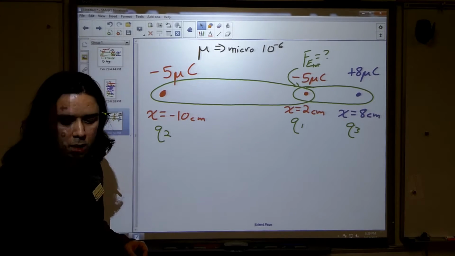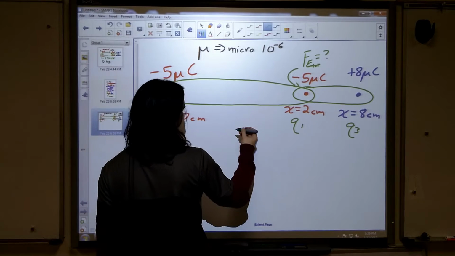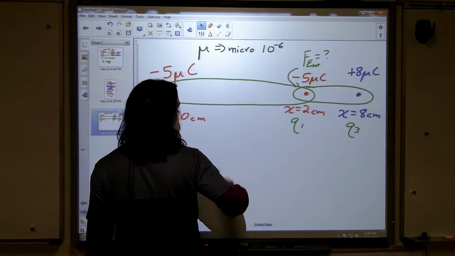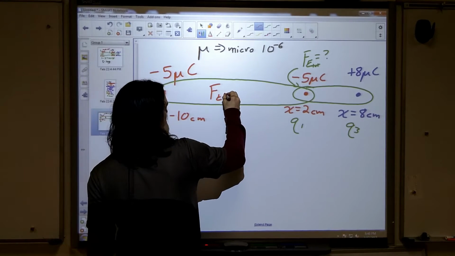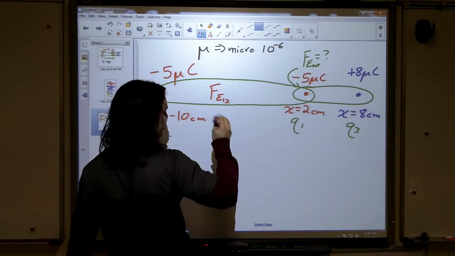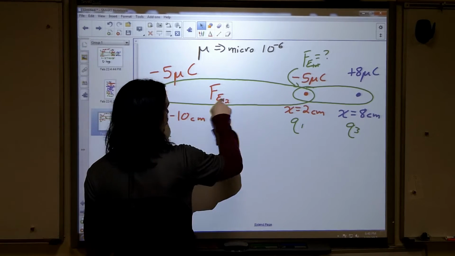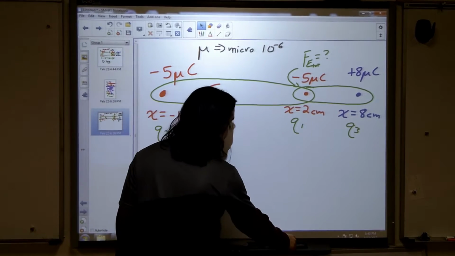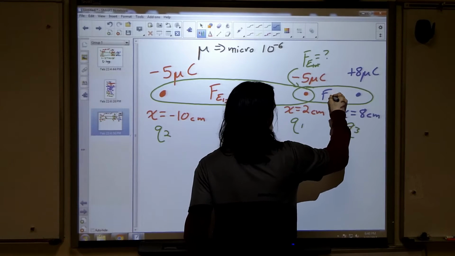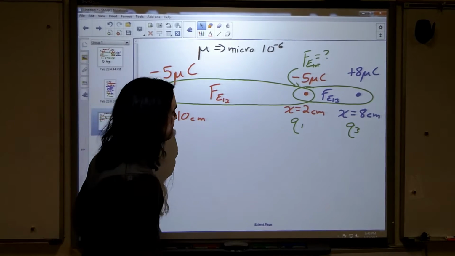So what I'd like to do is find the force in between these two particles, which I could call the electric force between 1 and 2. So I could call that Fe12. Or the electric force of particle 2 on particle 1. Over here, I'm going to be looking for the electric force between 1 and 3.